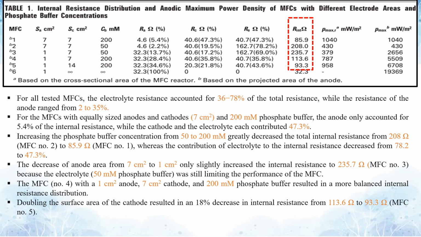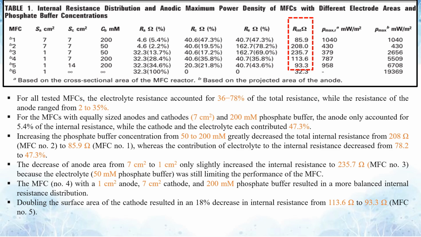The decrease of anode area from 7 square centimeters to 1 square centimeter only slightly increased the internal resistance to 235.7 ohms for microbial fuel cell number 3, because the electrolyte, 50 millimolar phosphate buffer, was still limiting the performance of the microbial fuel cells.